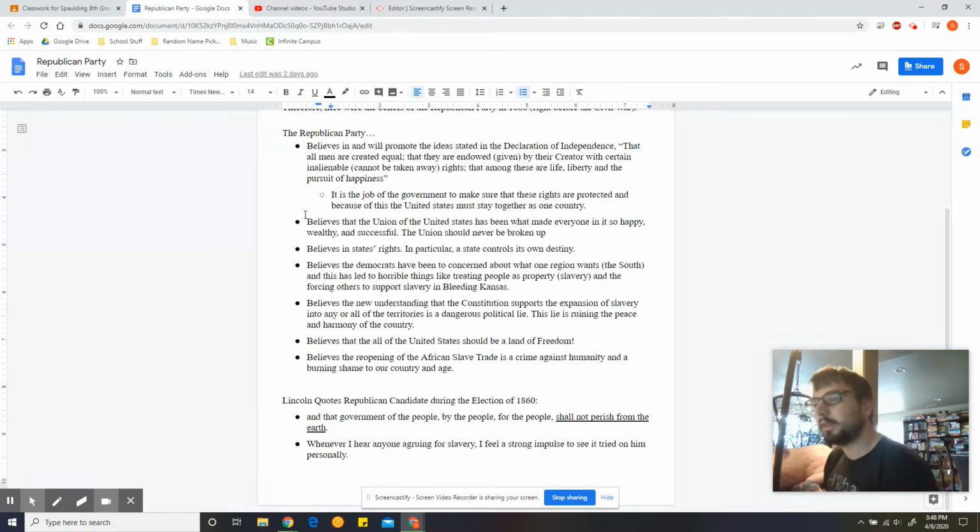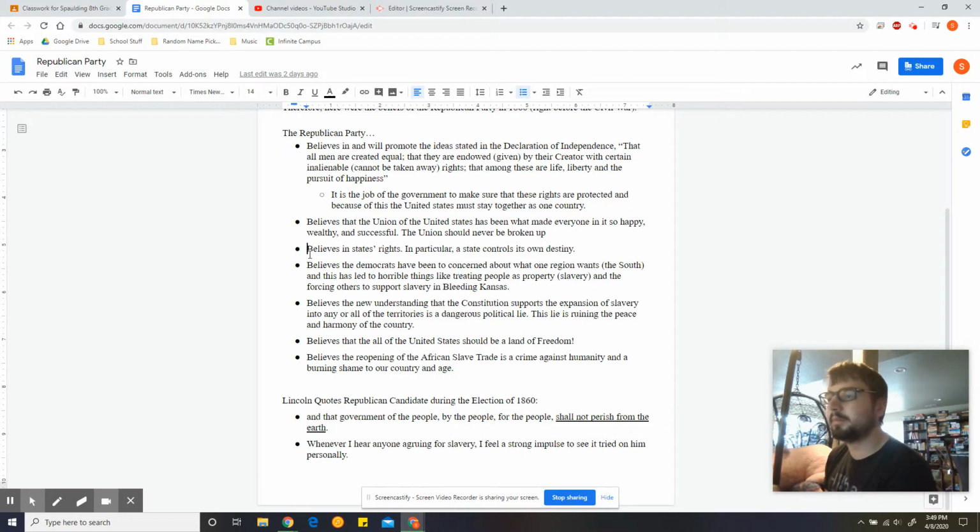Next point. The Republican Party believes that the Union of the United States, union meaning that they all stay together, that they're working together as one country, has been what made everyone in it so happy, wealthy, and successful. The Union should never be broken up. Basically, because the Union is here, that all these states are working together, that has led to the United States being what it is at this time. The reason people are so happy and so successful and so wealthy is because they're all working together.